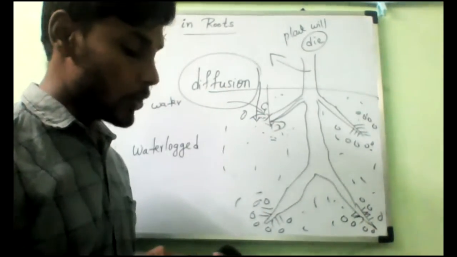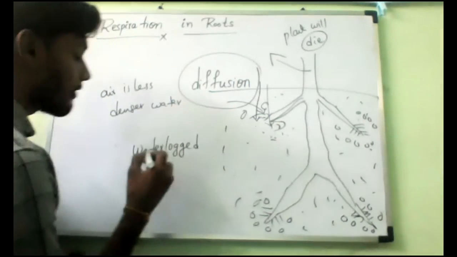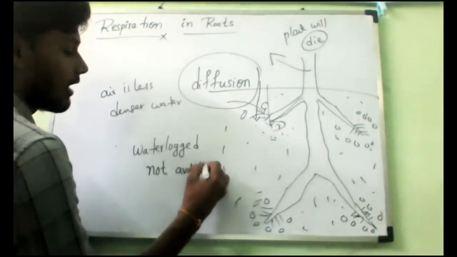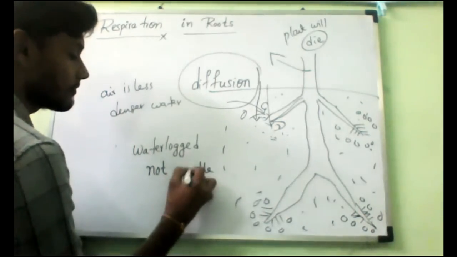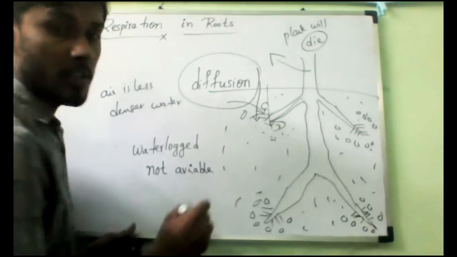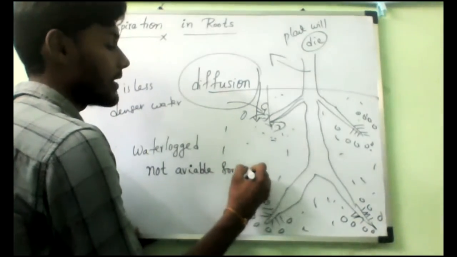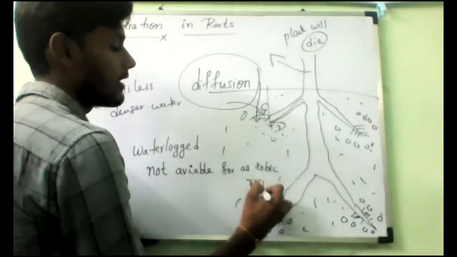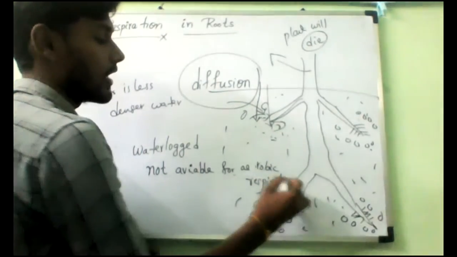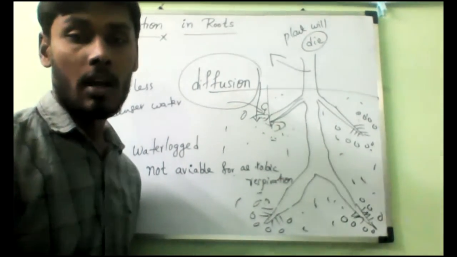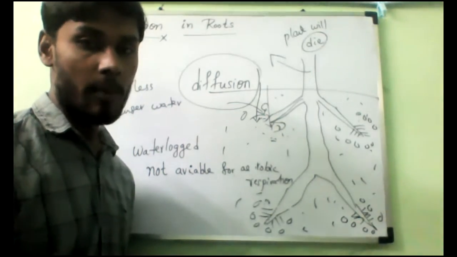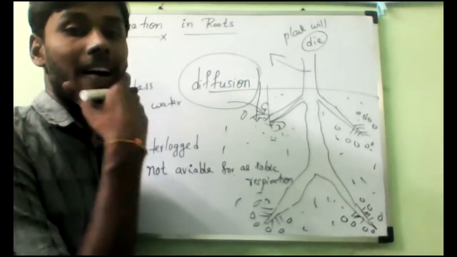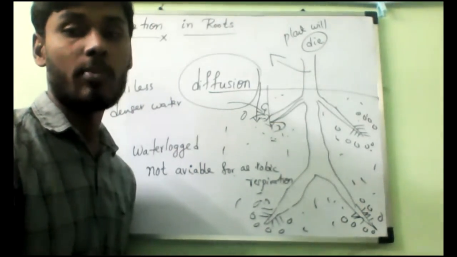So what will happen? Due to that, oxygen is not available, for what purpose? For aerobic respiration. If there is no aerobic respiration, what will happen under these conditions? The plant will die. No energy, because oxygen is not available to the roots for aerobic respiration.